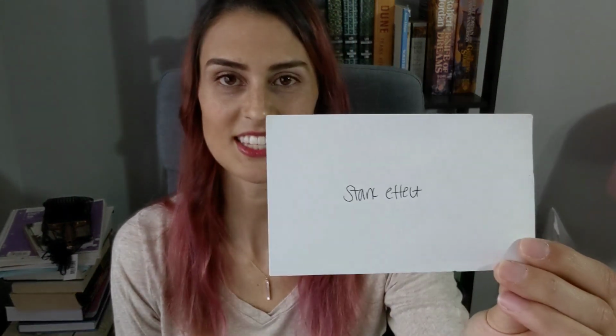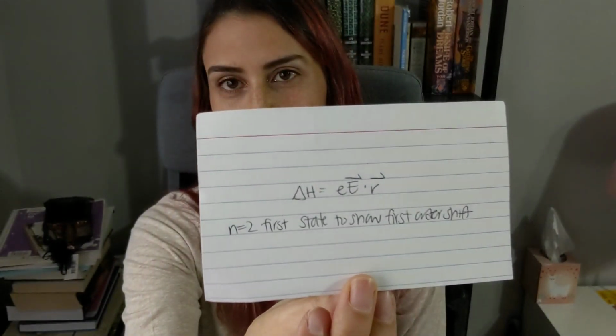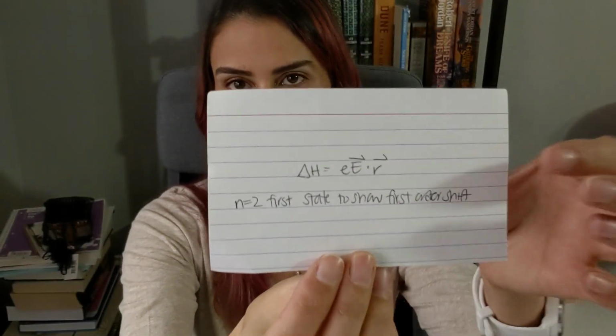All right, the Stark effect says delta H equals e E dot r, and n equals 2 is the first state to show a first order shift, where e is the charge and big E is the electric field.